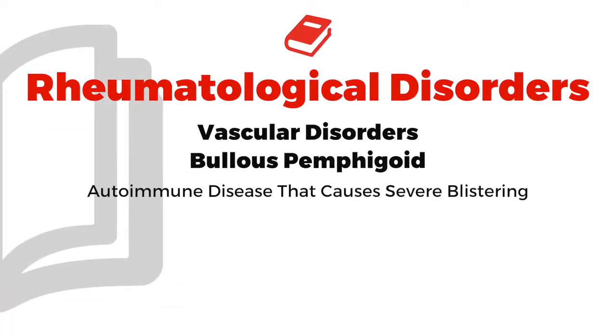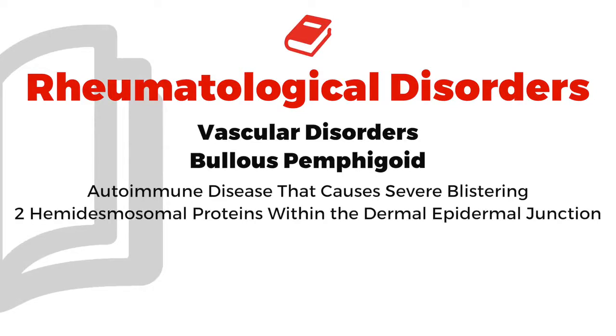Nikolsky sign. And what that means is if you put fine pressure right over that blister, it's going to move the skin and make that blister or that sore pop. All right, that's Nikolsky sign. All right, similar to this is bullous pemphigoid. Again, it's an autoimmune disease, and it again has that blistering skin, but it's just a little different in that there's two hemidesmosomal proteins within this epidermal junction, and basically it separates from each other. Okay, so again, the entire epithelial layer and the dermis, it basically is separating from each other.